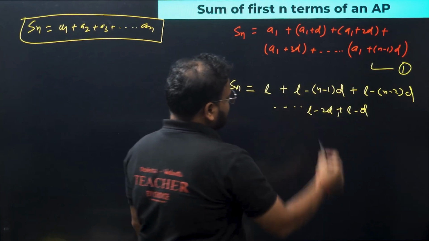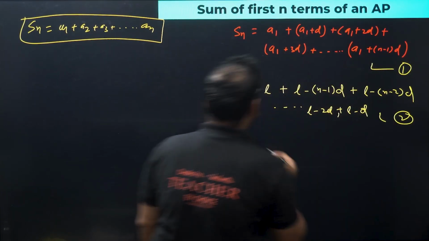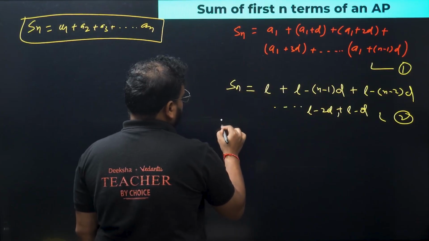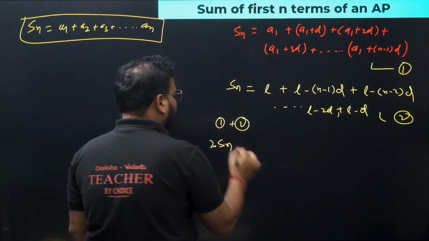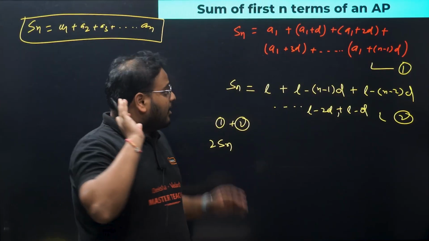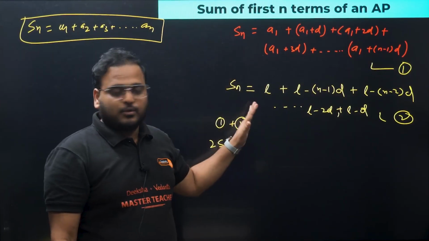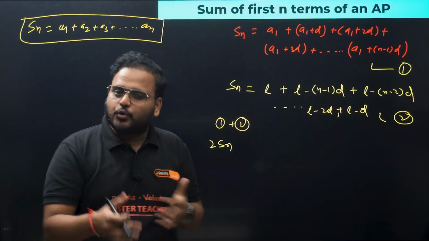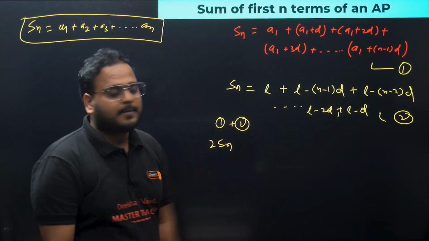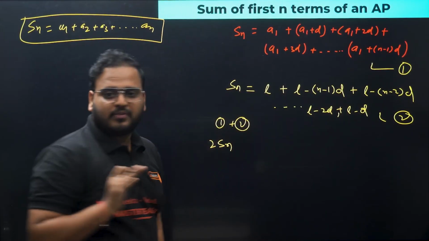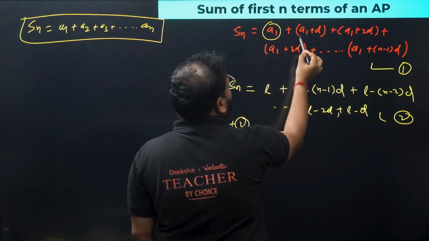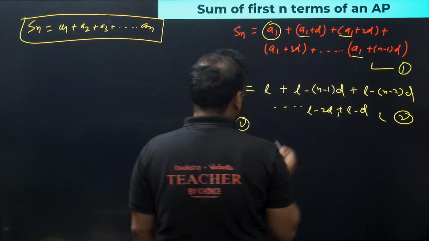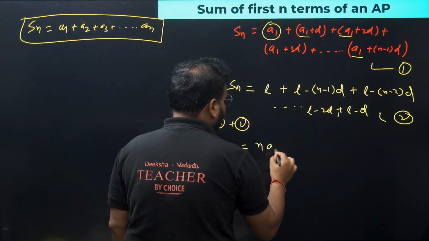If this is my equation number 2, and you add equation number 1 and 2, Sn plus Sn will become twice of Sn. Now let me tell you one thing, this derivation is not part of the syllabus. You don't have to derive this equation, but I just want to show you how it actually works. We get a1 plus a1 plus a1, n times. So we'll get n a1.